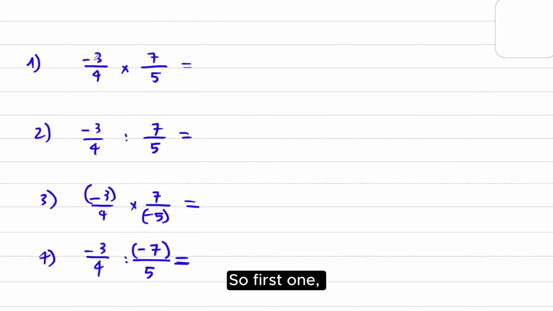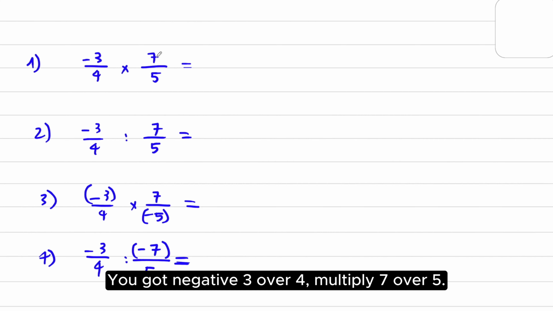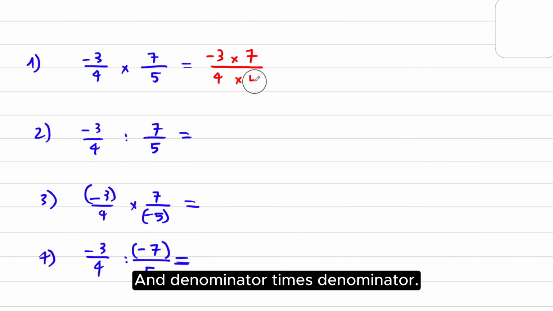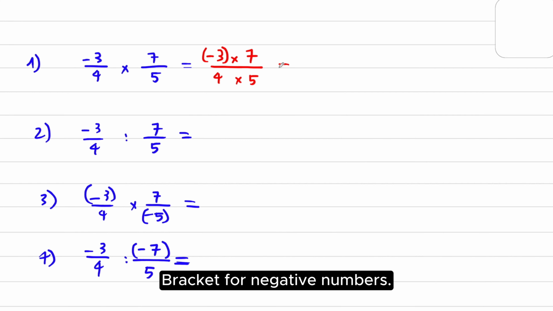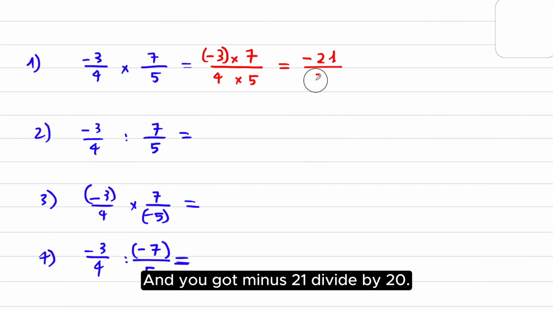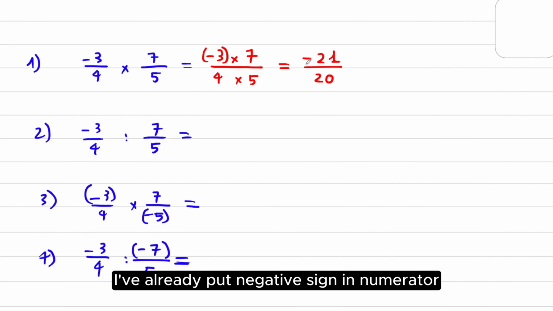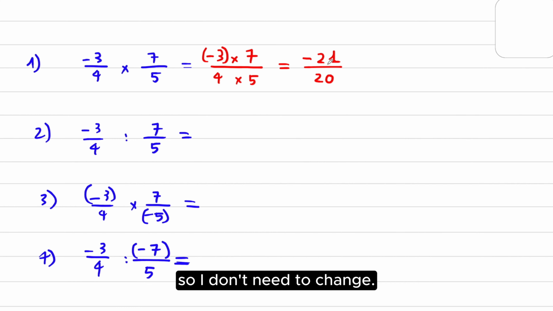The first one, you have negative 3 over 4 multiply 7 over 5. Numerator times numerator and denominator times denominator. Bracket for the negative number. And you get minus 21 divided by 20. Because for this result, I already put the negative sign in the numerator, so I don't need to change.